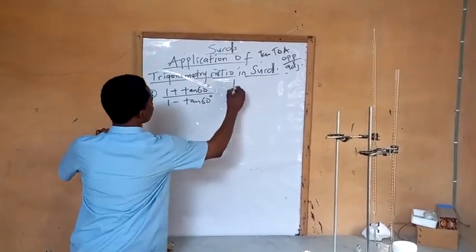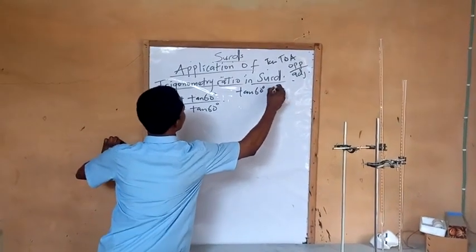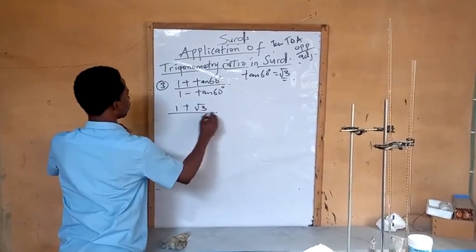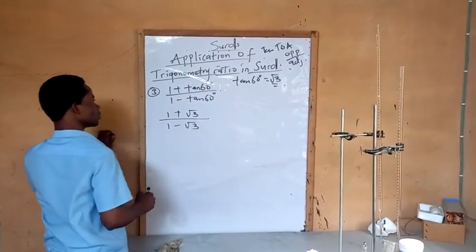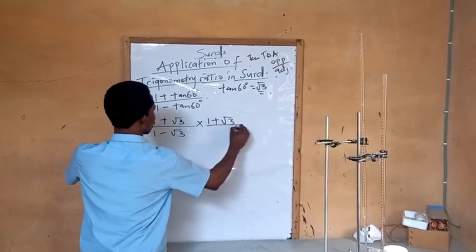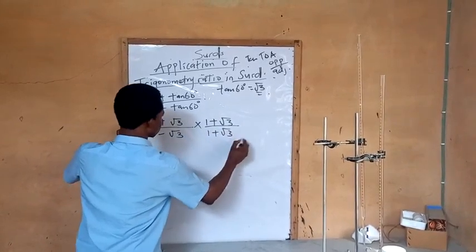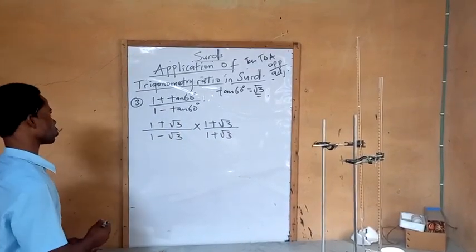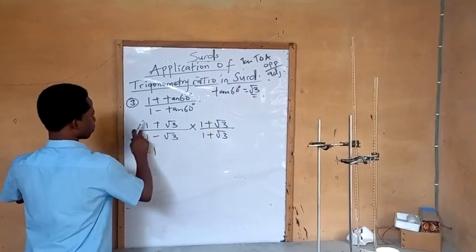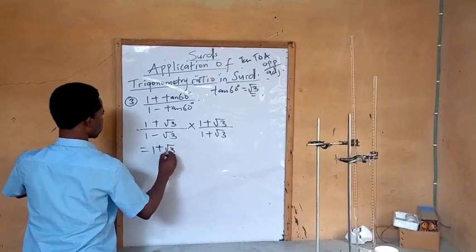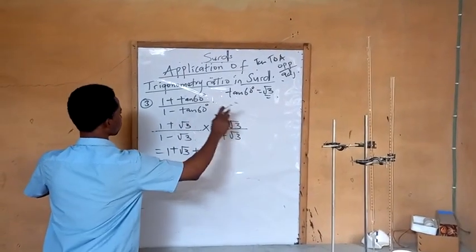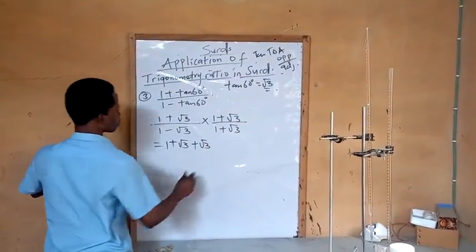And we have known that tan 60 degrees equals root 3. That means 1 plus root 3 all over 1 minus root 3. So when you want to rationalize this, that will be times 1 plus root 3 all over 1 plus root 3. So the minus here will change to plus. That means equals 1 times 1, 1 times root 3, plus root 3 times 1, plus root 3 times root 3, that's plus root 9.